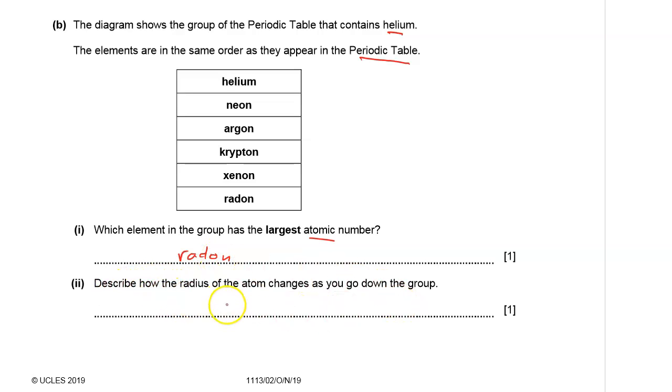Describe how the radius of the atoms changes as you go down the group. Of course, the radius increases. Radius increases as you go down the group. The radius becomes larger and larger.